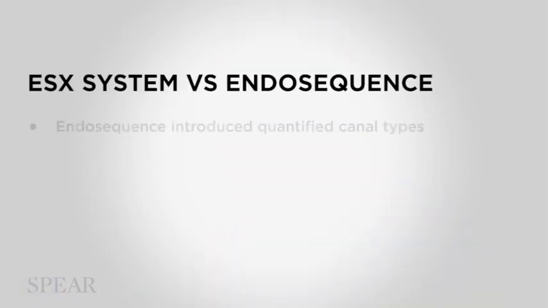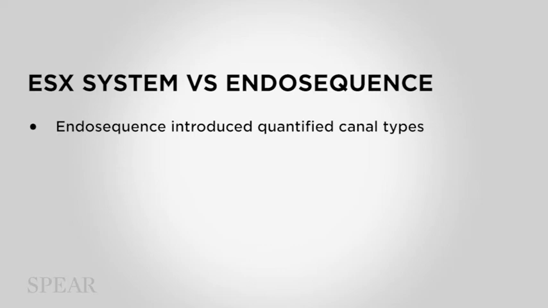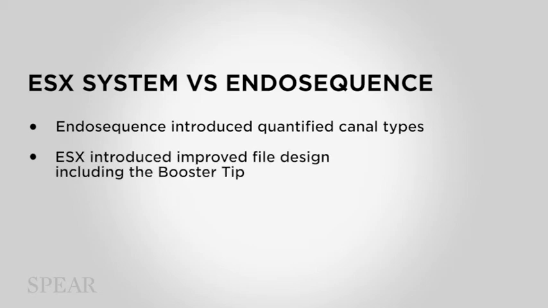So let me historically give a little perspective to how this system differs from the EndoSequence system. Very briefly, the EndoSequence system was developed with the concept of quantifying canals into small, medium, and large categories. What happened to allow us to go to the ESX system was that we had some advancements in file design, the booster tip specifically. And what that did is it allowed us to not need as many instruments, cutting down the number of files.